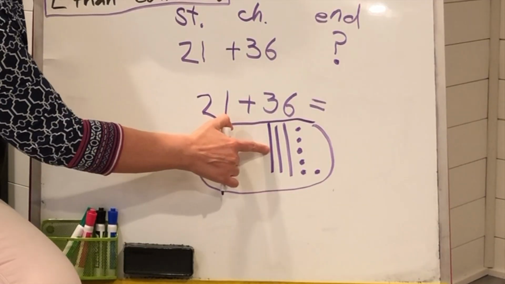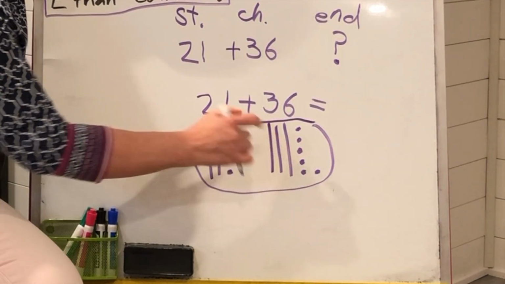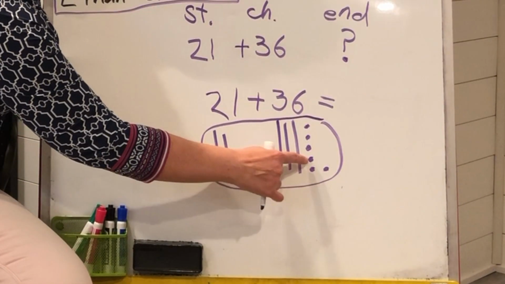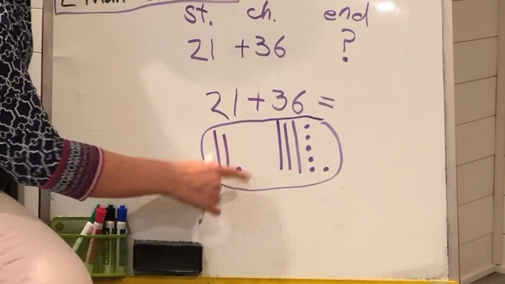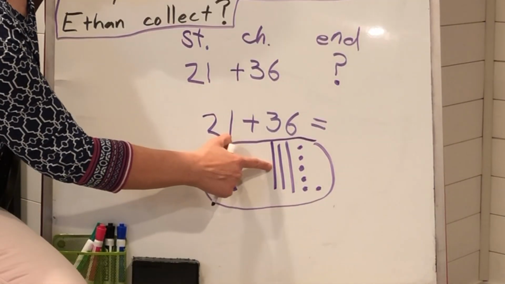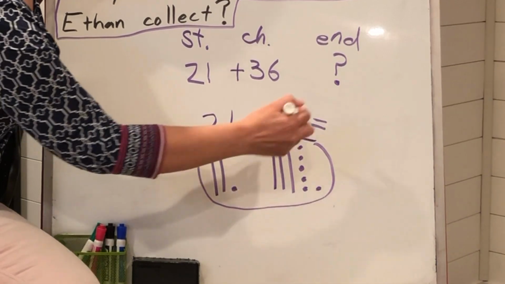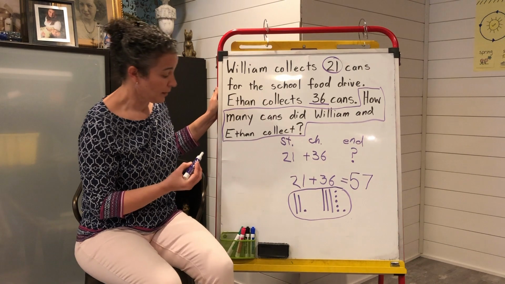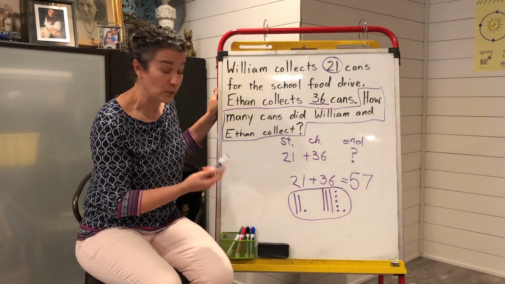17, 27, 37, 47, 57. Well, let's do it again, my friends. Here we go. Ready? 1, 2, 3, 4, 5, 6, 7. Hold that 7 in your brain. 17, 27, 37, 47, 57. So our sum of 21 plus 36 is 57.